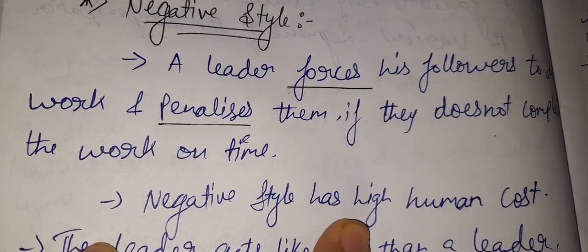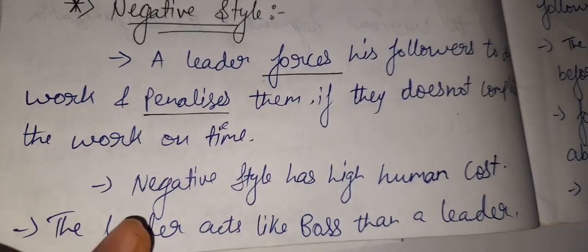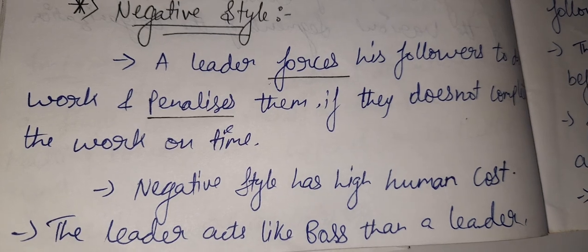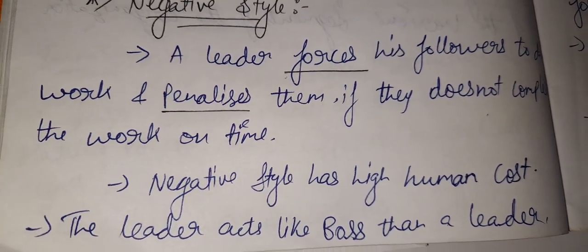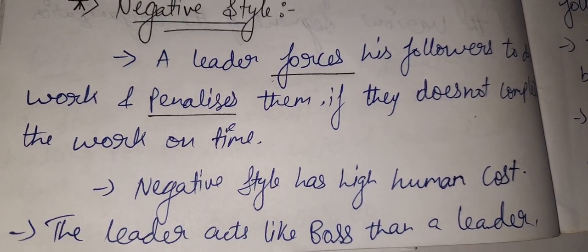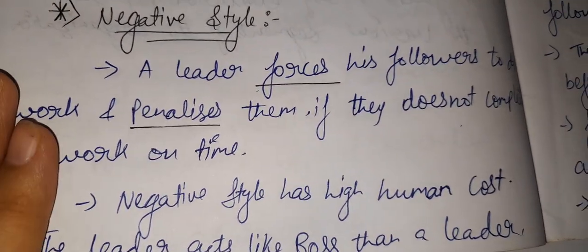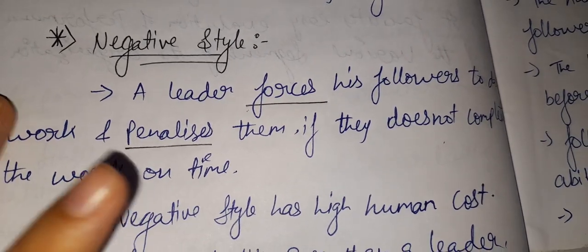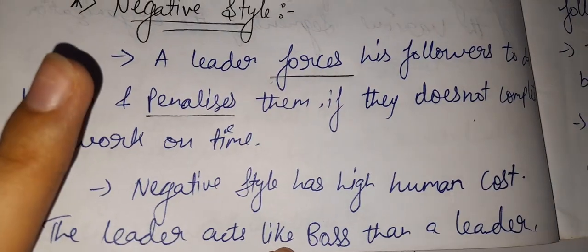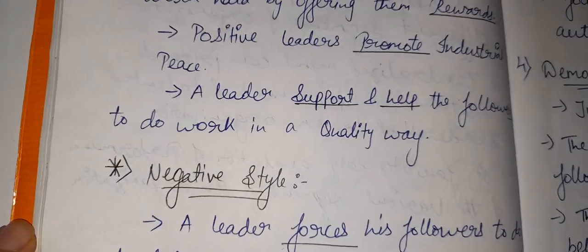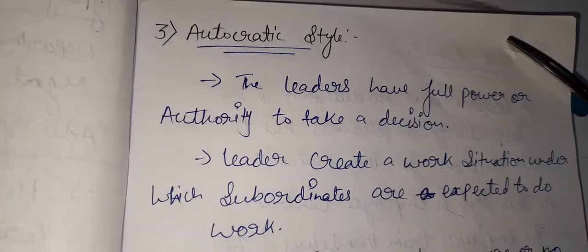Most of the humans are under negative style only, when the leader acts like a boss rather than a leader. A leader is the one who manages, like a manager. Okay, he acts like a boss. I am the boss, you are nothing in front of me. He acts like this, so it's a negative one. If he forces you, if he penalizes you, if he acts like a boss, it's a negative style. I am giving you the explanation in the easiest way to help you understand the topic.